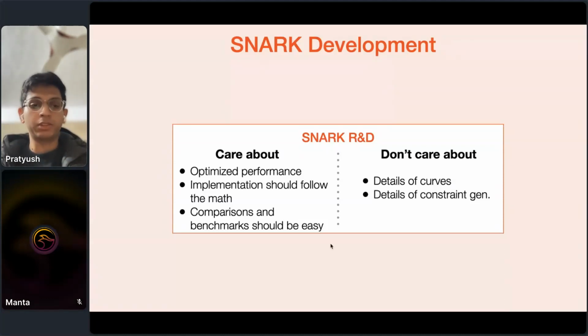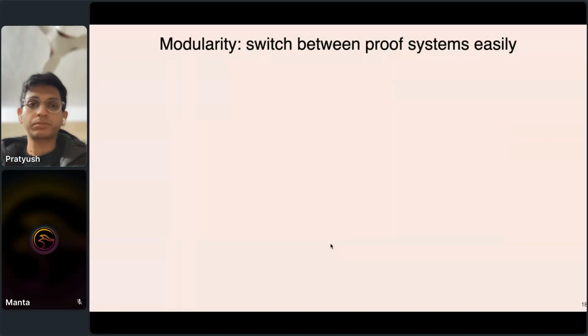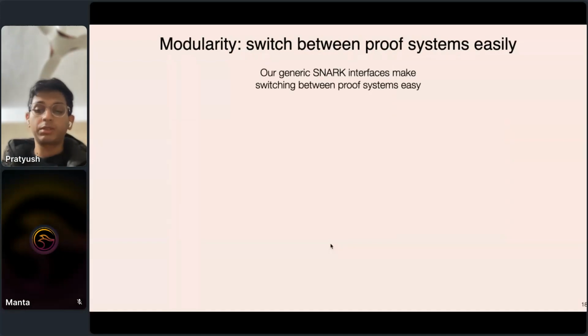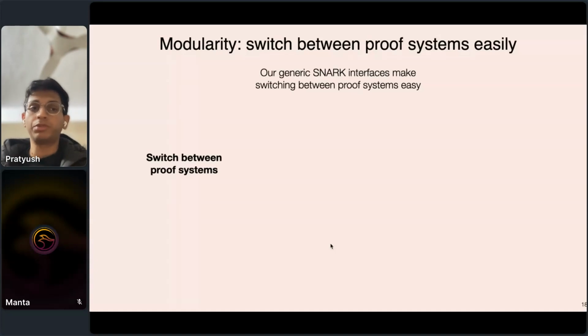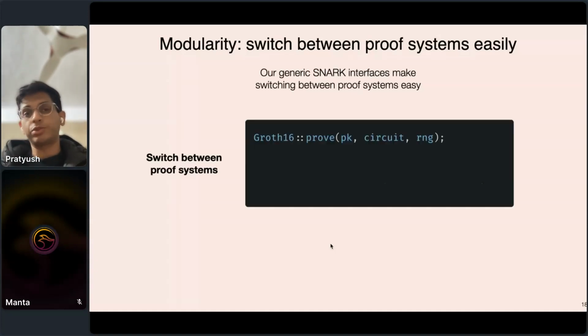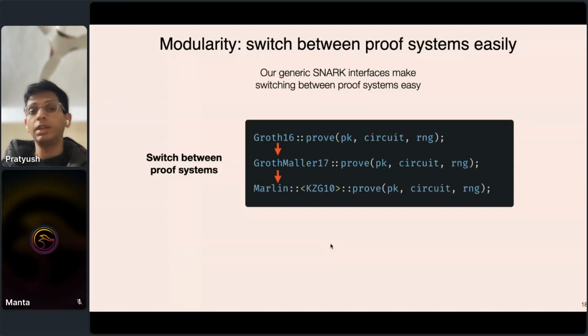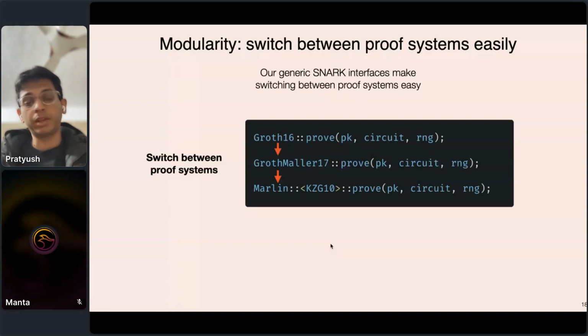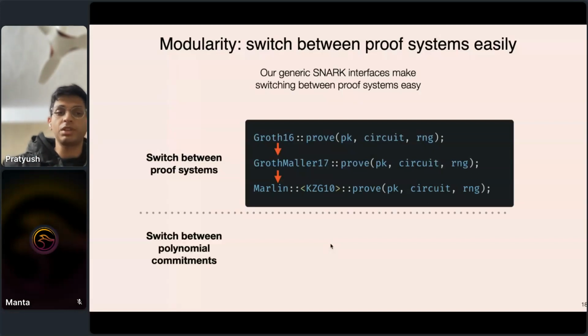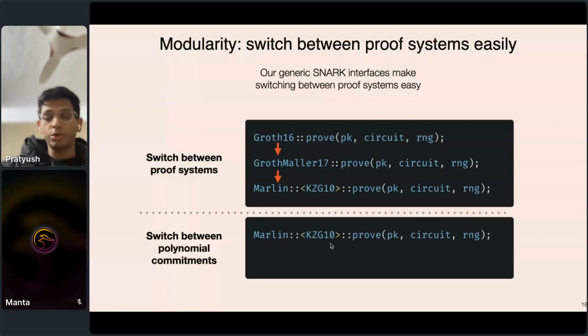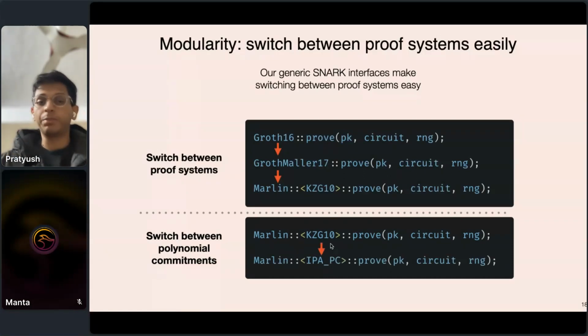Okay, so I think I only have 1 minute, so I'll go through this part very quickly. But basically, again, from a modularity perspective, our design makes it easy to switch between proof systems if you need to. For example, if you want to switch from Groth16 to a non-malleable proof system such as Groth17, it's a matter of changing one type parameter. And if you want to upgrade to universal setup, again, just changing one type parameter essentially. And if you want to go to transparent setup, again, you can just change one type parameter. So basically, it's all very modular.